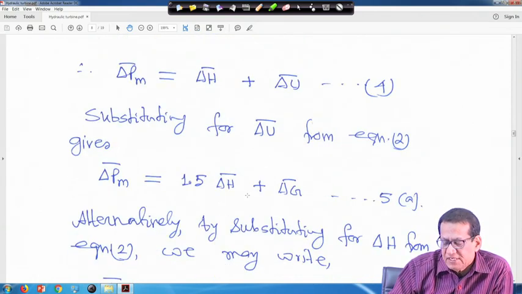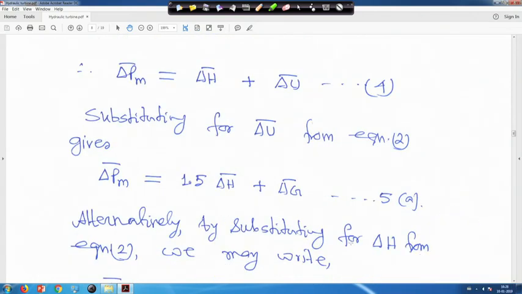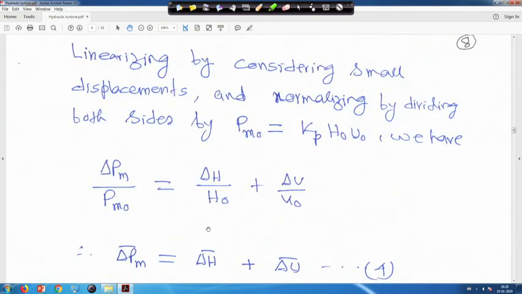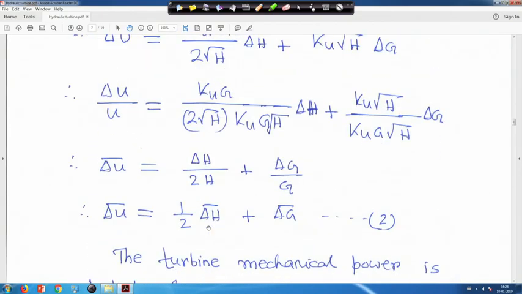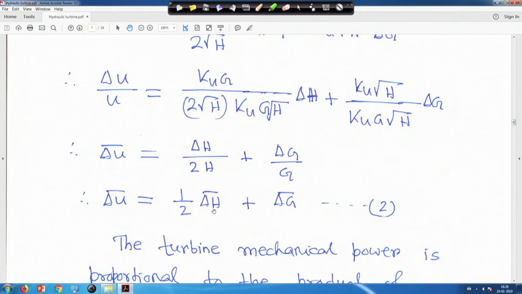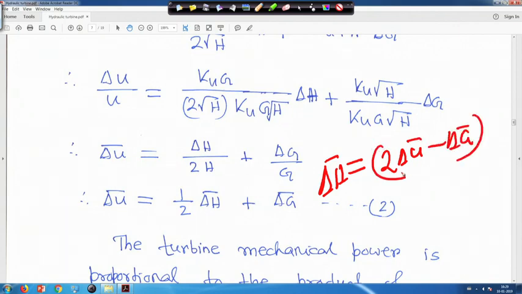Alternatively, by substituting for delta h from equation 2, if you substitute that, your delta h bar is equal to 2 delta u bar minus delta g bar. This one you substitute in equation 4.